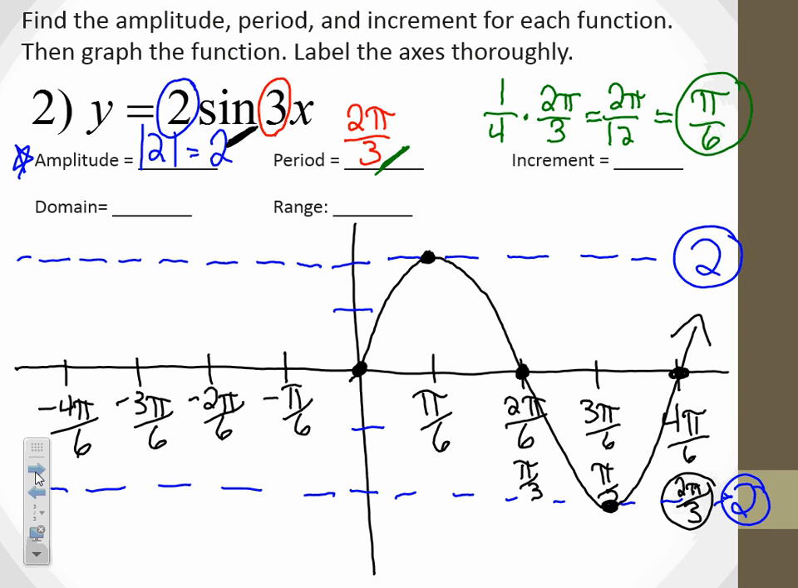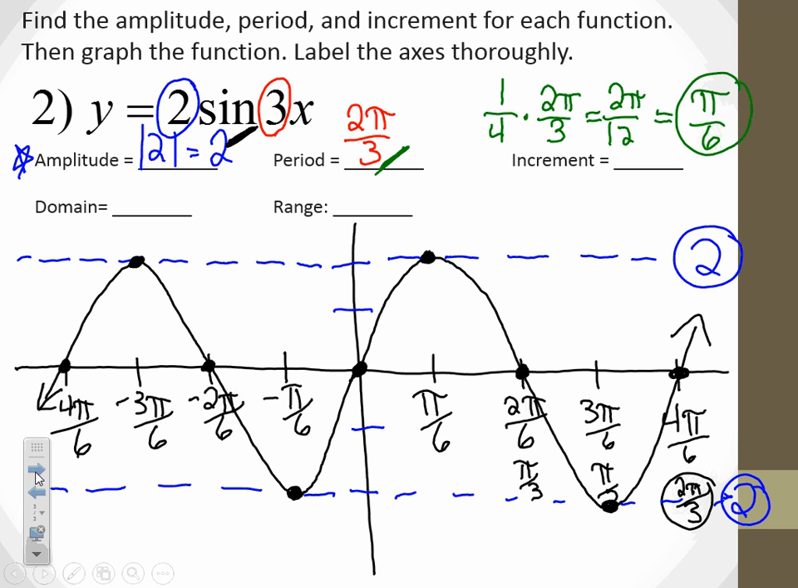Put my arrows at the end, make sure I touch all of my amplitudes. Now that I'm going to the left, I start at the center. I'm going to go down to my bottom amplitude, come back to the center, go to my top amplitude, go back to the center. I stopped and started in the same spot. I have 1, 2, 3, 4, 5 points. Now I can connect them. Make sure I put my arrow at the end.